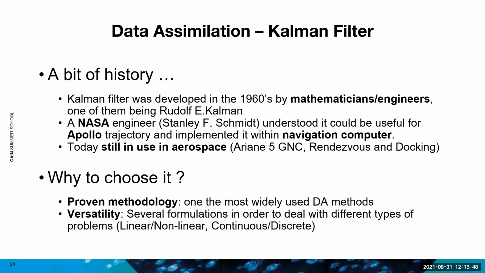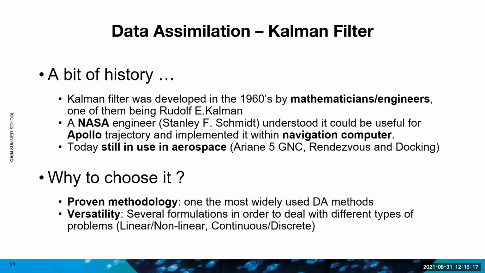And today it's still in use in aerospace. For example, in the Ariane 5, which is the main European launcher, in the guidance and navigation control system, and also for some applications of what is called rendezvous or docking. For example, when some spacecraft are arriving in front of the International Space Station, they have to know very precisely their own position and the relative position of the space station to allow the docking. And the Kalman filter is still very useful for that kind of thing.